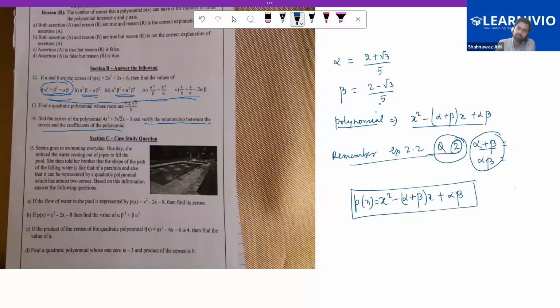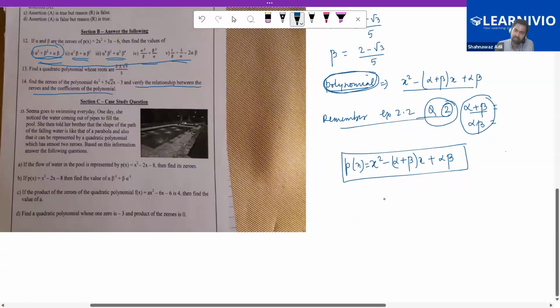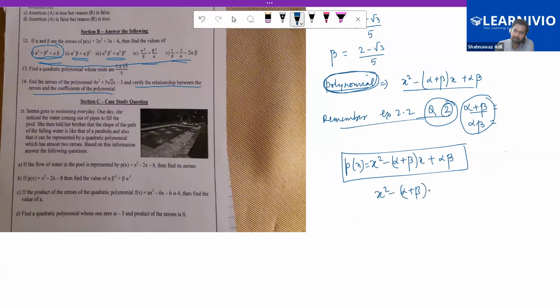Yes, sir. So we have to just find out the sum of the zeros, because whenever you write the polynomial, what we wrote was k into x square minus sx, which is the sum of the zeros, and then plus the product. Is this the same thing as x square minus alpha plus beta into x plus alpha beta? You are saying k multiplied by this thing.